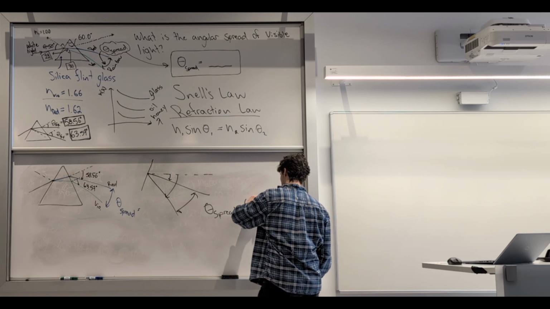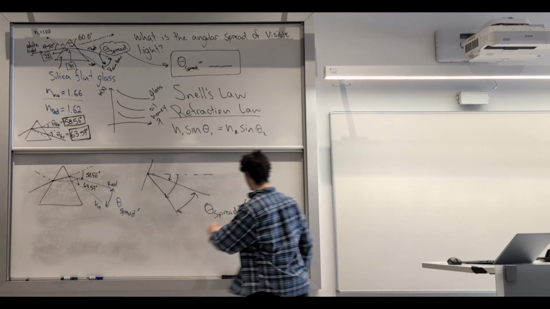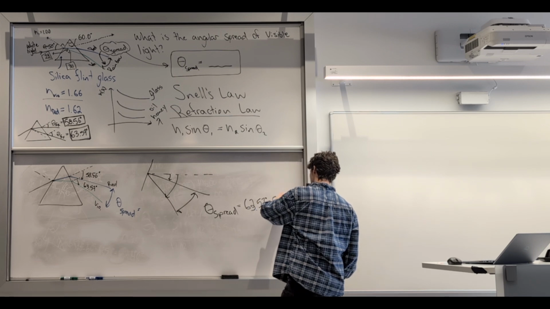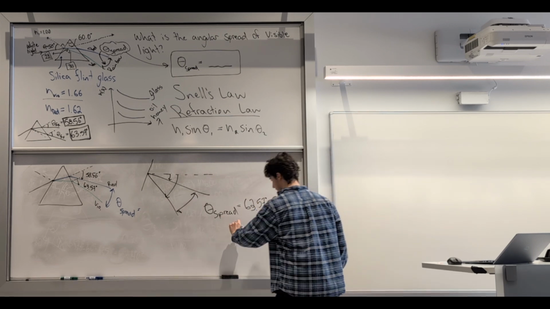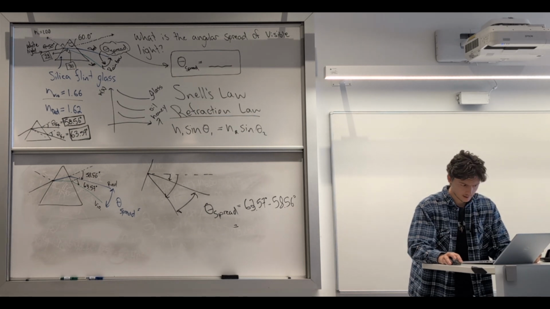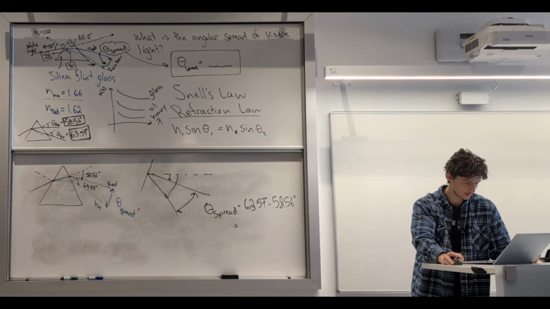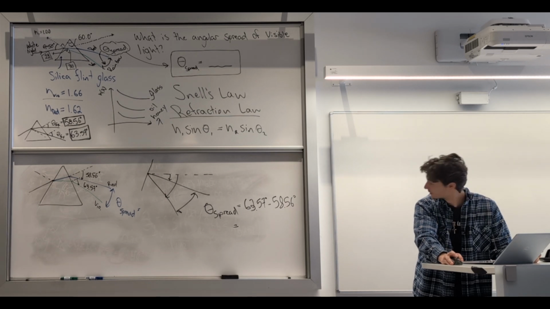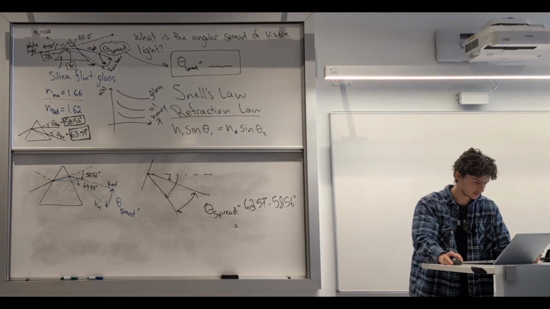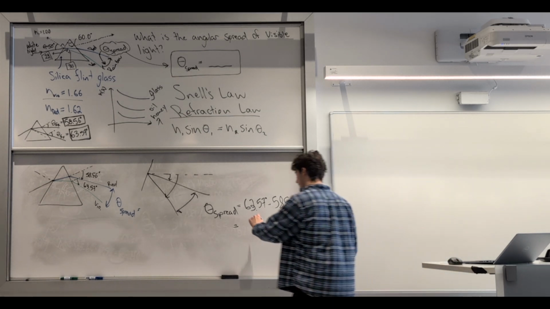So my argument is theta spread is equal to big angle, 63.57 degrees, minus smaller angle, 58.56, gives us this. Let's take a look at what it is. Plug it into the calculator, 63.57 minus 58.56 gives us 5.01. Oof.